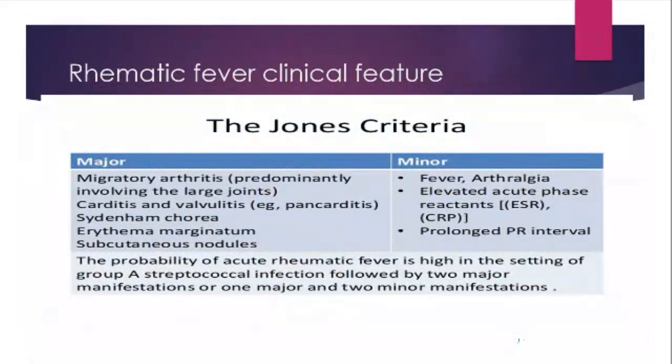So the clinical features of rheumatic fever are that there are major criteria and minor criteria, and these are called Jones criteria. The major criteria are migratory arthritis, which predominantly involves the larger joints, carditis and valvulitis, that is pancarditis, involving the whole heart muscle and the endothelium. Also Sydenham chorea, erythema marginatum, and subcutaneous nodules. In the minor criteria, you have fever, arthralgia, elevated acute phase reactants, that is ESR or CRP, and a prolonged PR interval in the ECG.